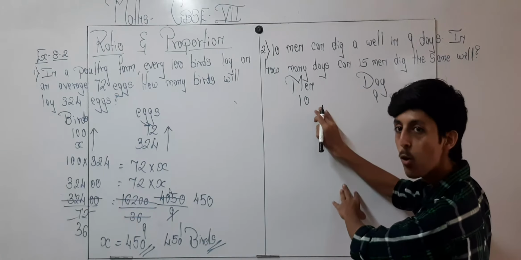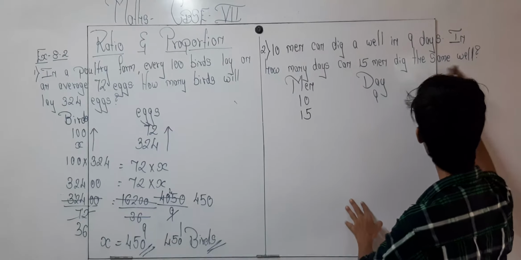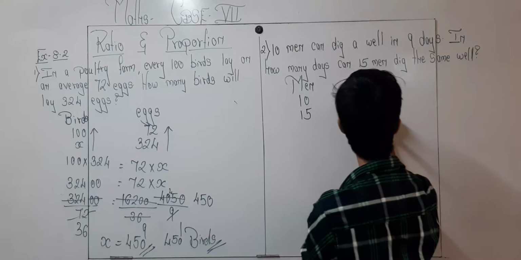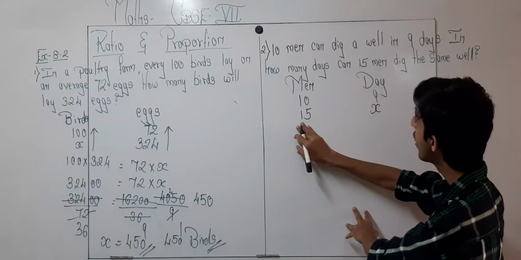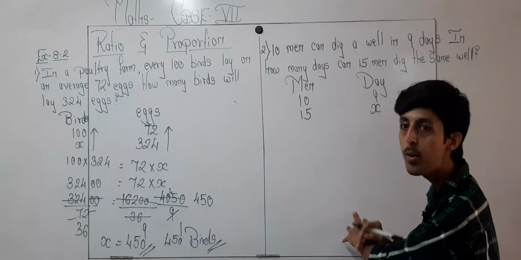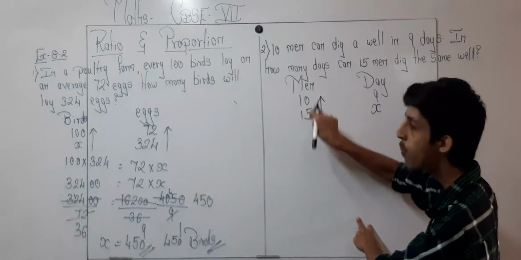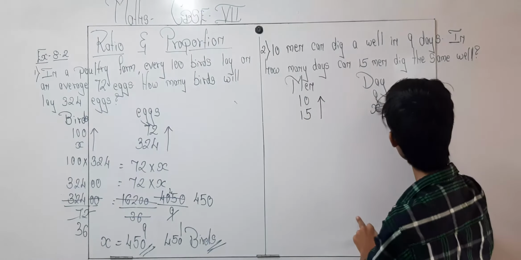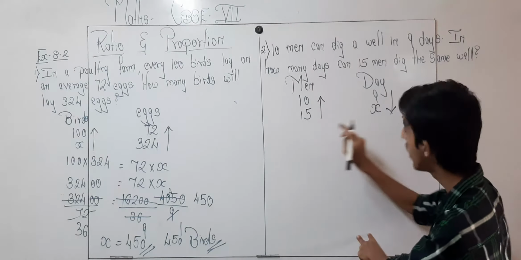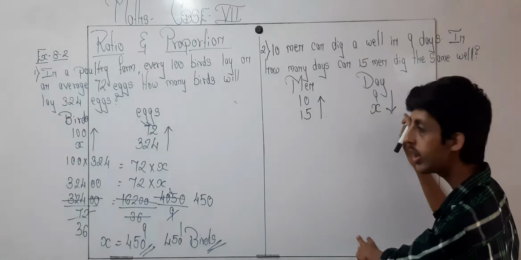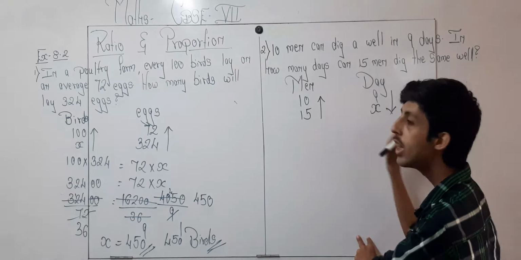See, men are over here. So below that, if 15 men are required, how many days will be required? See, when 10 men were there, they required 9 days. When 15 men are there, how many days will be required? See, when the number of men is getting increased, indirectly the days will be getting decreased, because 5 men are extra over here, so the number of days will get decreased. This concept is inverse.